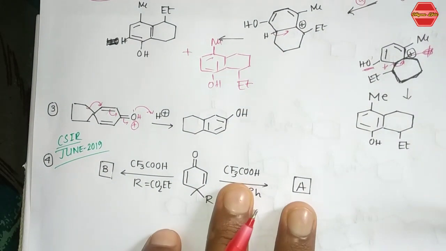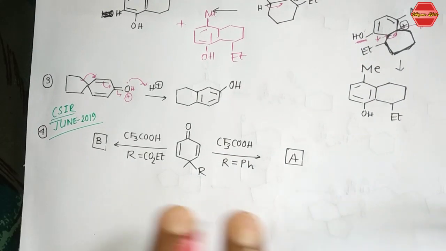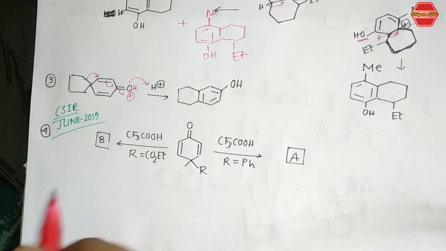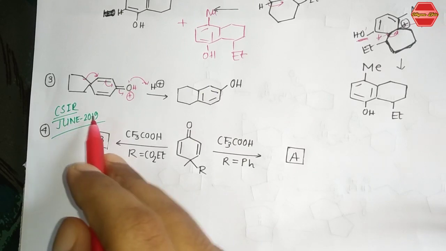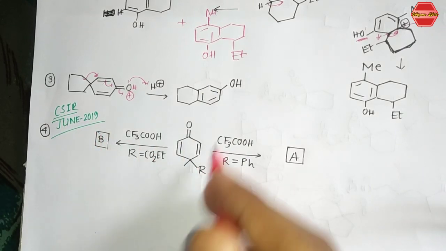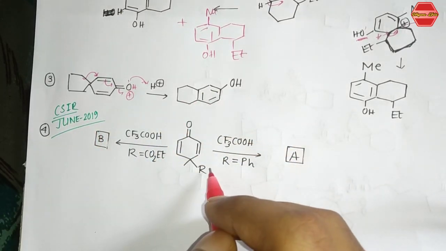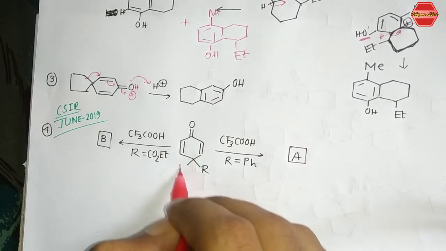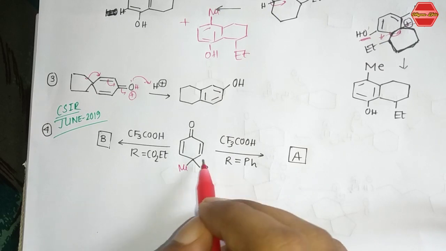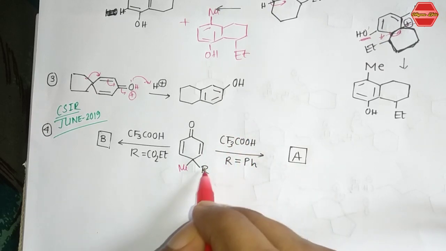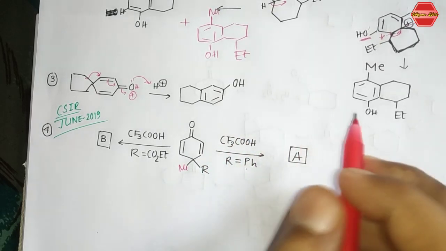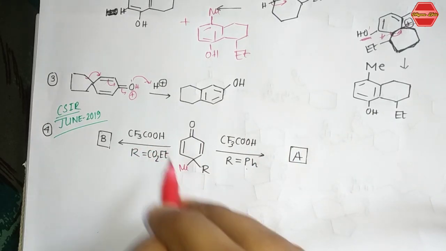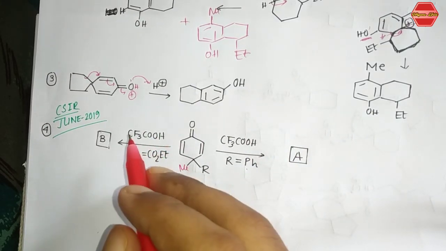Now the next example, which is very important, and that is why the question was also asked in CSIR June 2019. The question is, you have a substrate like this, that is a dienone, and you have one methyl over here, and here is your R group. Now the question is, if the R group is Ph, what will be the product, and if the R group is CO2Et, then what will be the product?